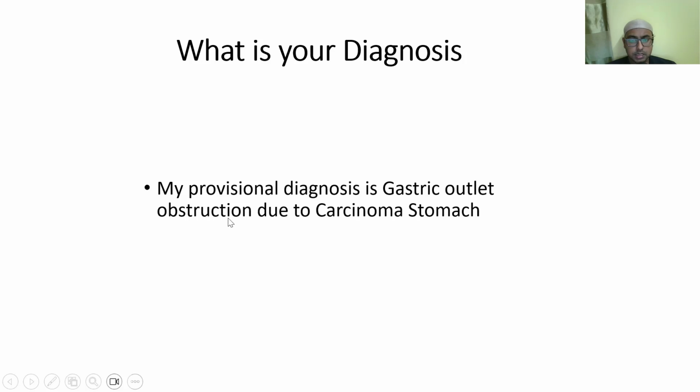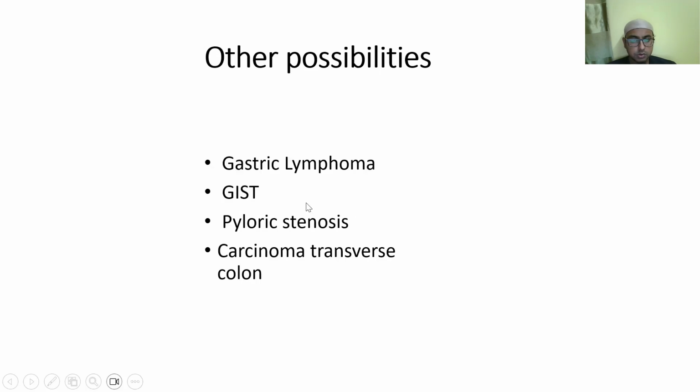My provisional diagnosis is gastric outlet obstruction due to carcinoma stomach. So what are the differential diagnoses or other possibilities? That is gastric lymphoma, GIST, which is called gastrointestinal stromal tumor, pyloric stenosis, carcinoma transverse colon, because the colon is also lying in the same plane just anterior to the stomach wall.